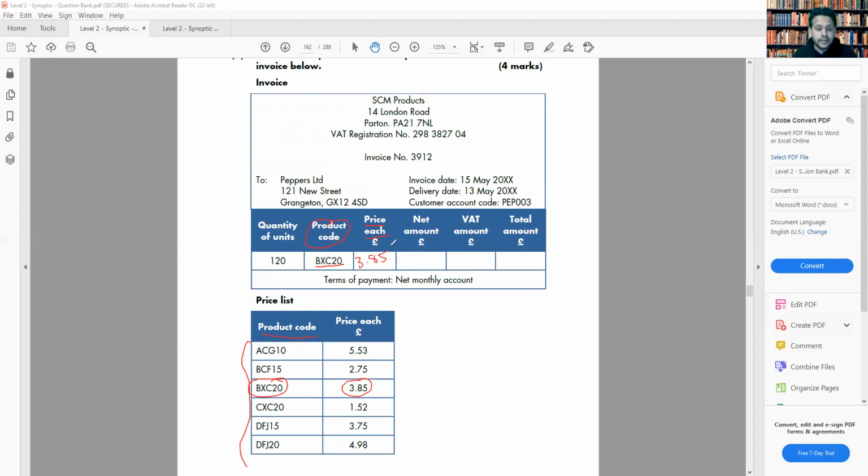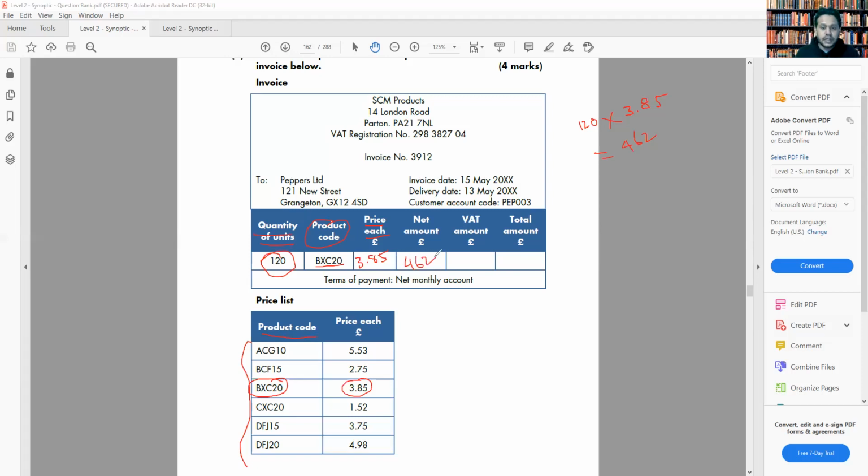This is the cost of each. Then they said the net. How do we get the net? The net will tell us how many products I'm going to buy. So the unit quantity, I can see 120. So I said 120 times £3.85. That gives me 462. 462 is the net.